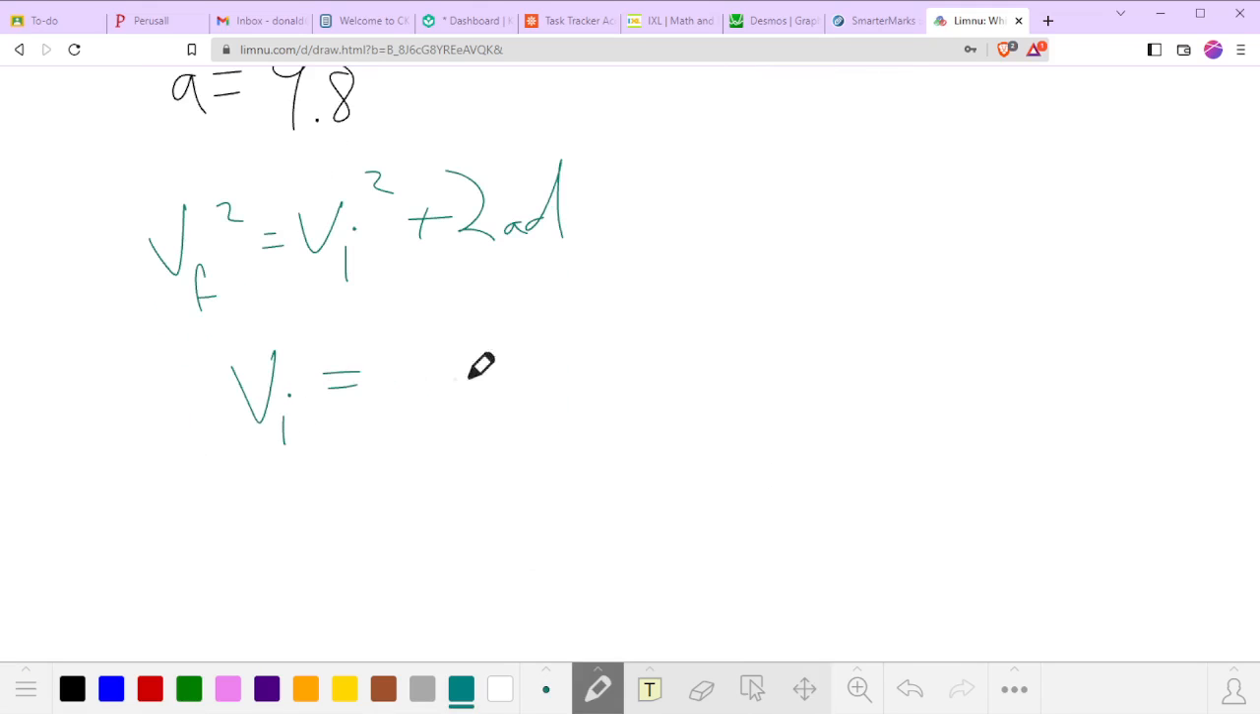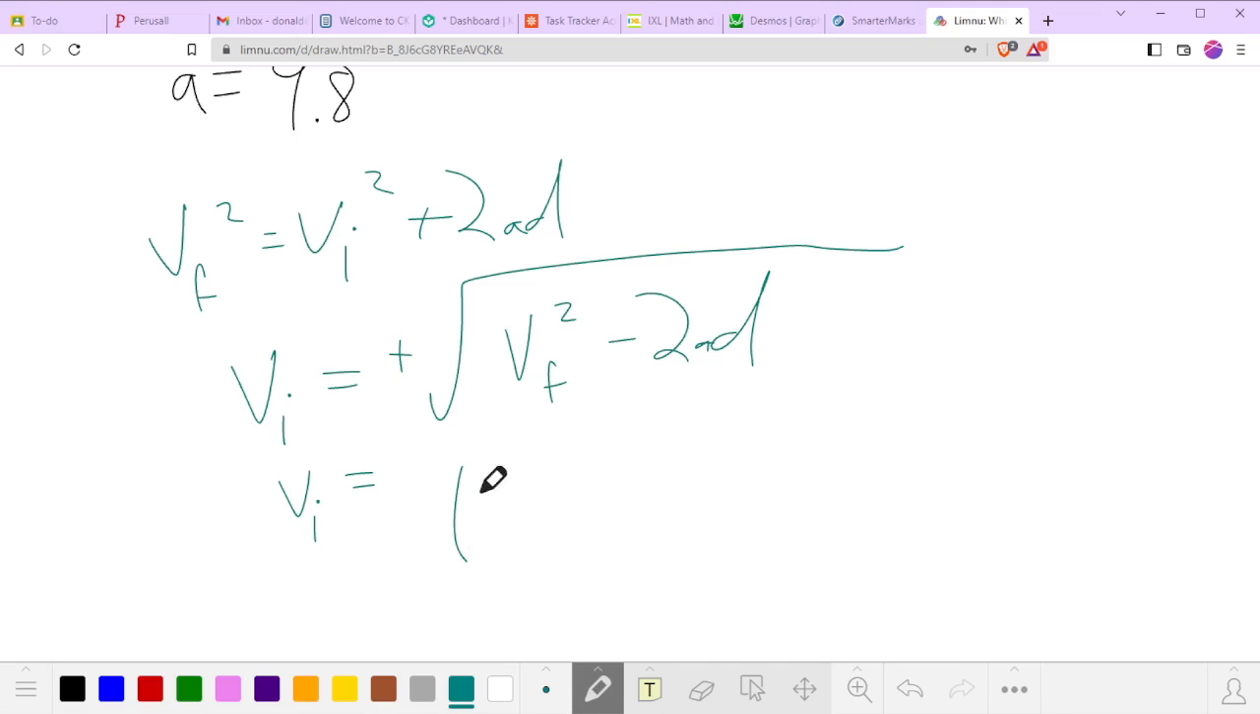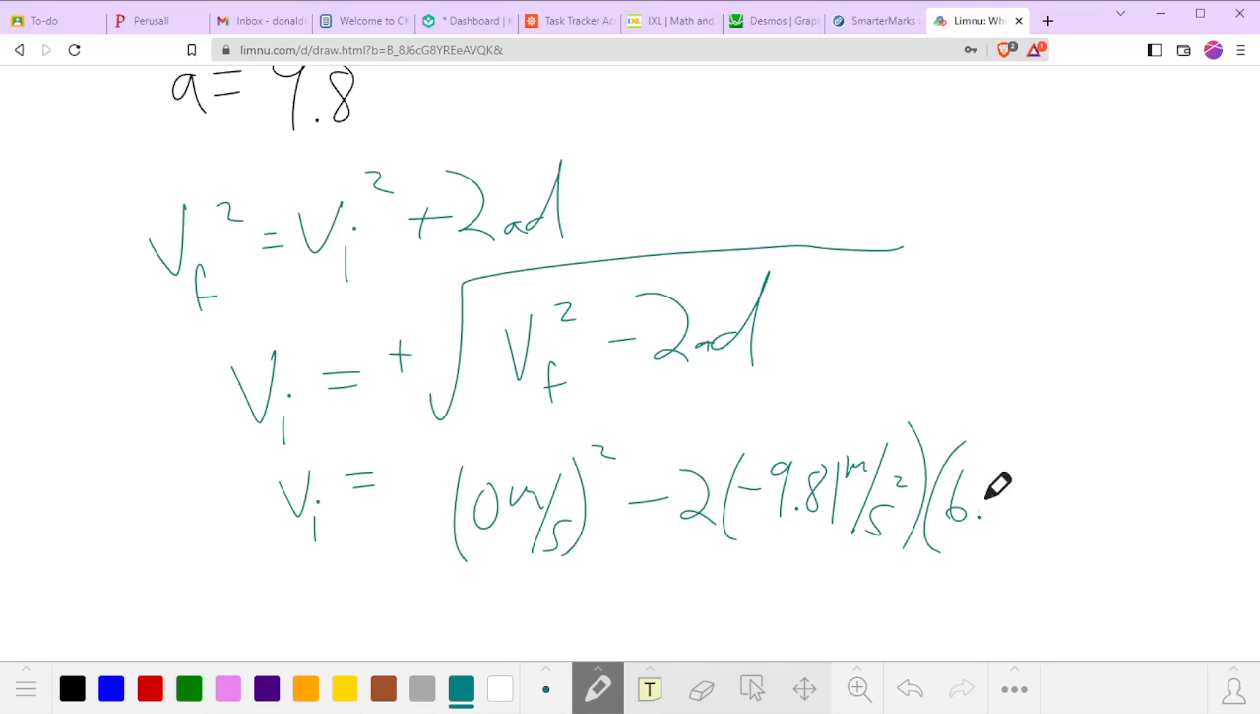So our Vi, algebraically, we are going to have either the positive or negative square root. Physically, we know in this situation it starts off upward, so we can manually select that it's the positive root. If we had the peak and we're looking at it as it fell, then we go for the negative. So we know it's coming to a stop at the peak. The acceleration due to gravity is a negative 9.81 meters per second squared. And the distance is 6.40 meters.